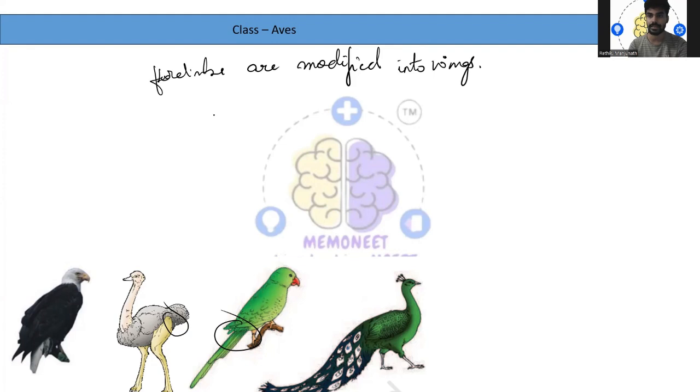Then sexes are again separate. Are they oviparous or viviparous? Normally they lay eggs, right? Yes, so that means they're oviparous. And what about their fertilization? It is internal fertilization. They're oviparous and development is direct. The young one is normally identical to its parents.